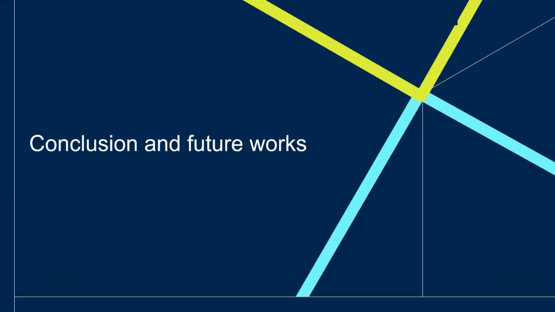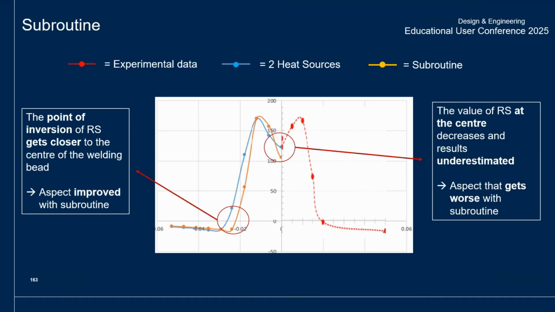In this slide, I show you the longitudinal residual stresses I obtained after the application of the subroutine. The three curves again represent the experimental data in red, the result obtained with the first simulation with the two heat sources in blue, so the result that I already showed a couple of slides ago, and the longitudinal stresses obtained with the subroutine in orange.